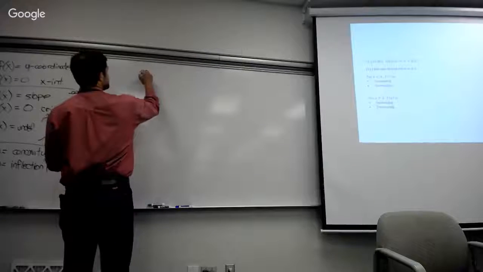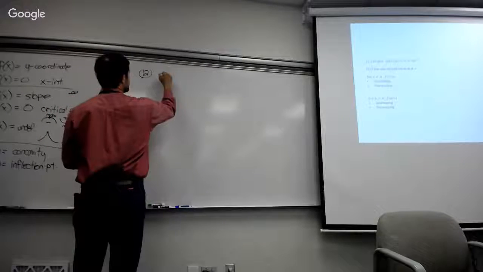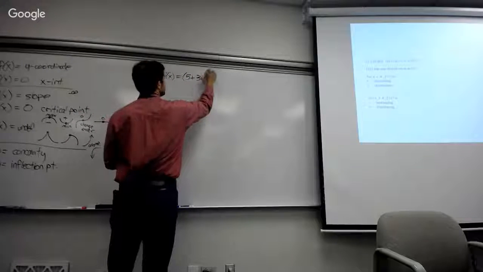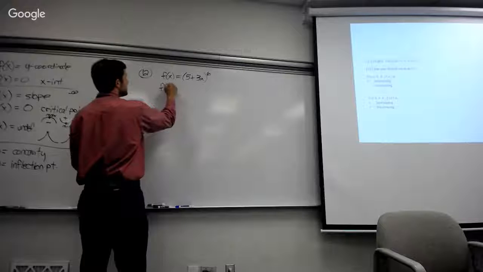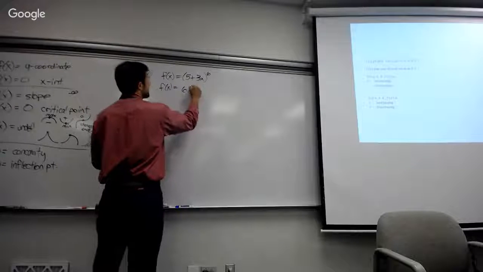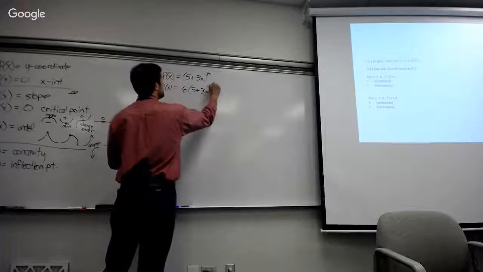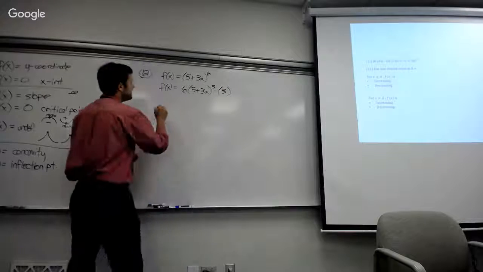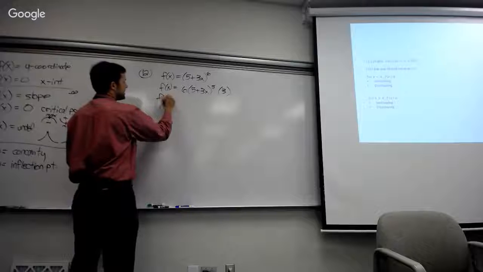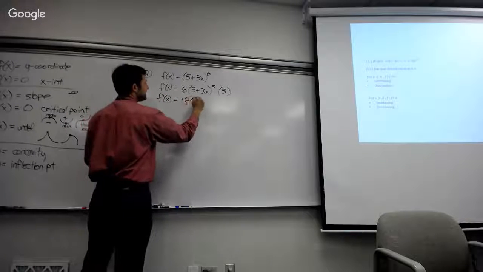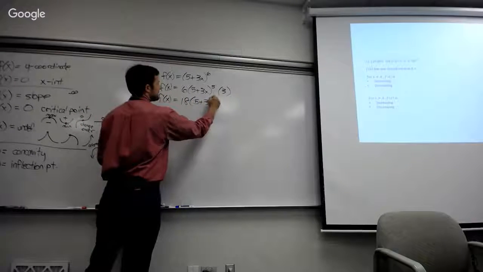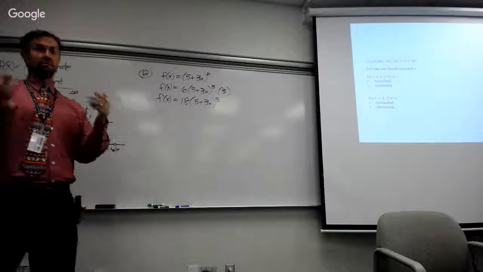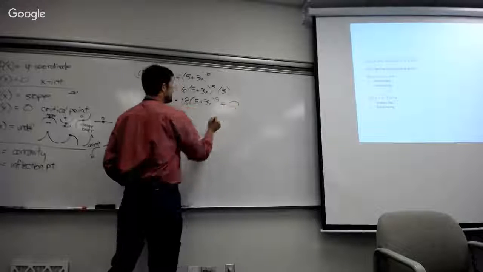So for number 12, our function is (5 + 3x)^6. We take our first derivative, and that's 6(5 + 3x)^5 times the derivative of the inside, which is just 3. We could clean that up a little bit. The first derivative is just 18(5 + 3x)^5. And we would like to know when that is equal to 0, so we set it equal to 0.